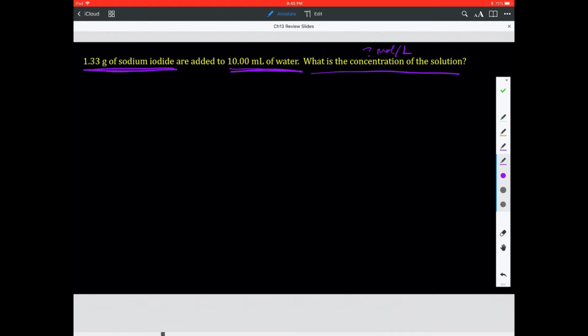So here is where we need to know our reactions really well, because we'd be like, oh, sodium iodide plus water, ionic compound plus water. Does that react? No, that's not a chemical reaction. So we're going to take our 1.33 grams of sodium iodide, and then we're going to use our molar mass of sodium iodide.